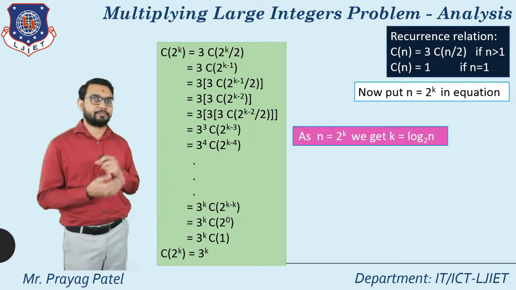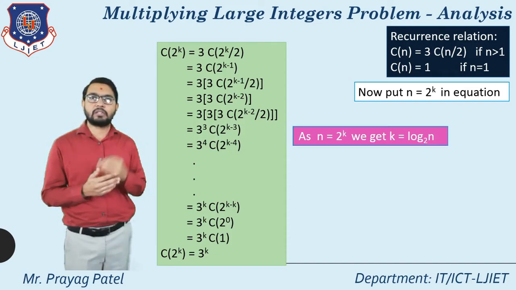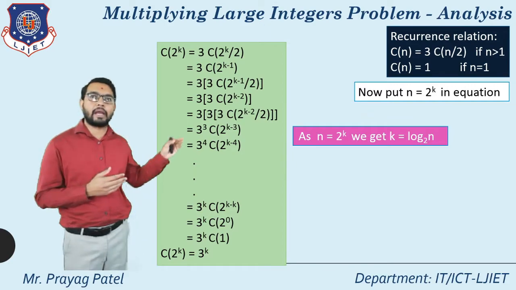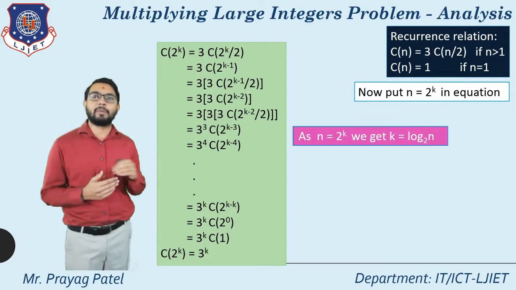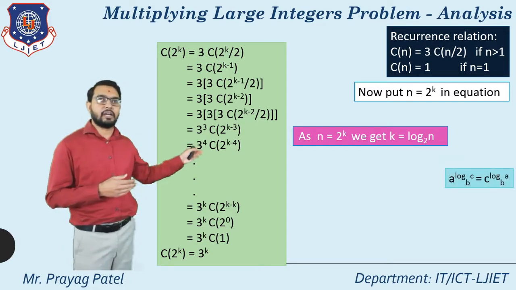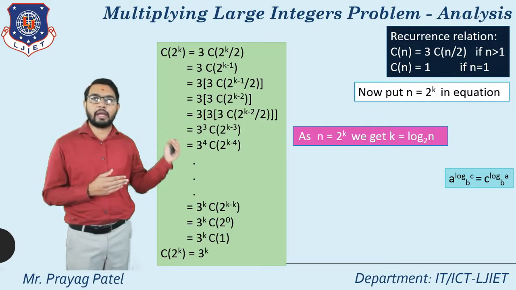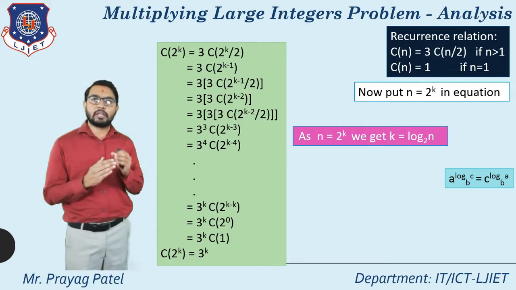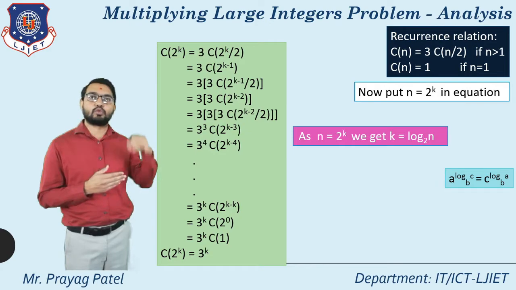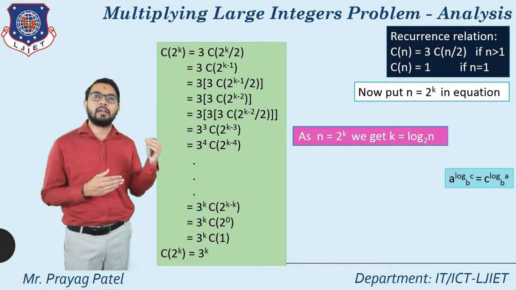Now solve this equation. First we put n equal to 2 raised to k, then reverse the process, meaning put the value of n back. So n equals 2 raised to k, then what is the value of k? k means log n base 2. So put log n base 2 in place of k. Consider the identity: a raised to log c base b equals c raised to log a base b. You can write this equation for understanding purposes, because if we consider a raised to log c base b, then you can swap a and c, so c raised to log a base b.